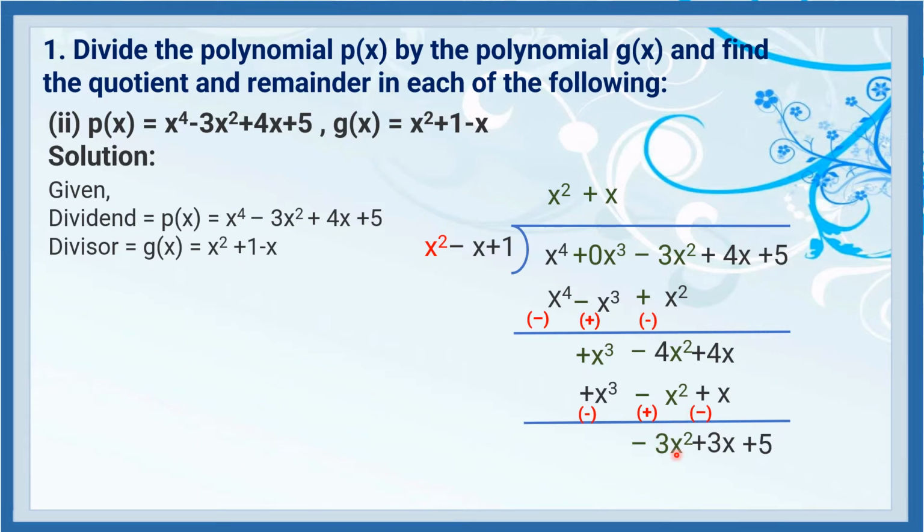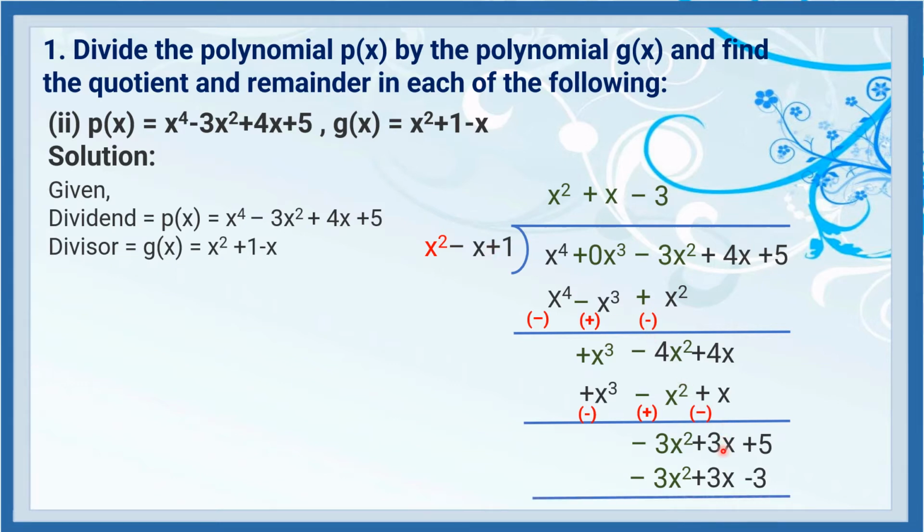Again divide the first term by this first term. Minus 3x square divided by x square. So that is minus 3. So write minus 3 here. Now multiply this fully by minus 3. Minus 3 into x square, minus 3x square. Now minus 3 into minus x, plus 3x. So write plus 3x, and minus 3 into 1 is minus 3.